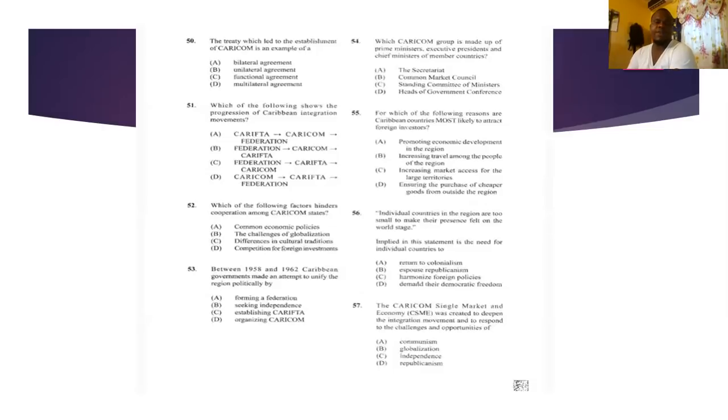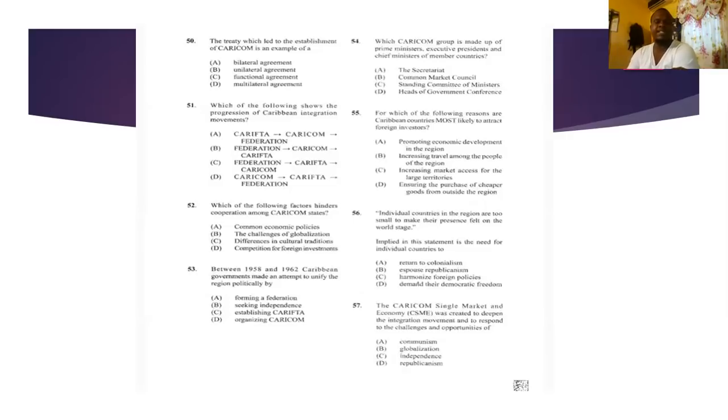52. Which of the following factors hinders cooperation among CARICOM states? A, common economic policies. B, the challenges of globalization. C, differences in cultural traditions. Or D, competition for foreign investments. So once you see hinder, and you see them use competition, competition usually causes problems unless it's friendly rivalry. But we know it can't be friendly when we are competing for scarce resources. So the answer for 52 is D, competition for foreign investments.